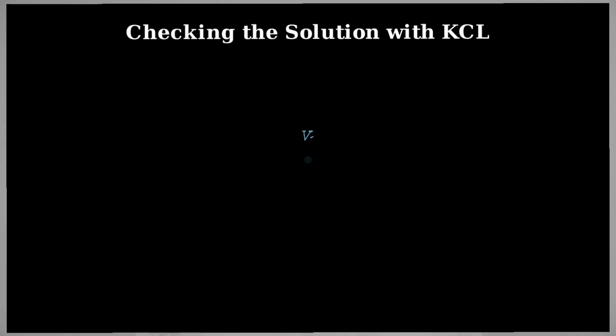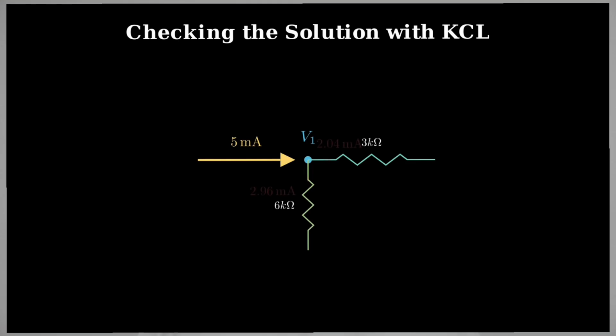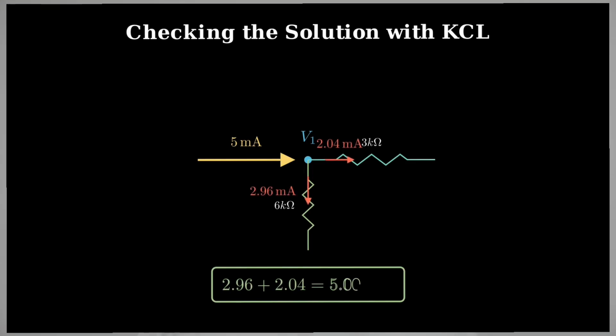We can also verify the result using KCL. At node 1, the input current is 5 milliamperes. The current through the 6000 ohm resistor is V1 over 6000 ohms equals 2.96 milliamperes. The current from node 1 to node 2 is I12 equals 2.04 milliamperes. Adding them gives 2.96 plus 2.04 equals 5 milliamperes. So the total outgoing current equals the incoming current. This confirms that our linear algebra solution is consistent with the physical law of conservation of charge.